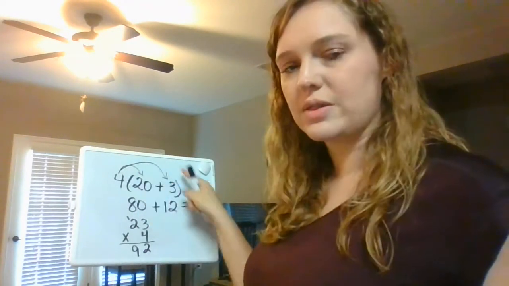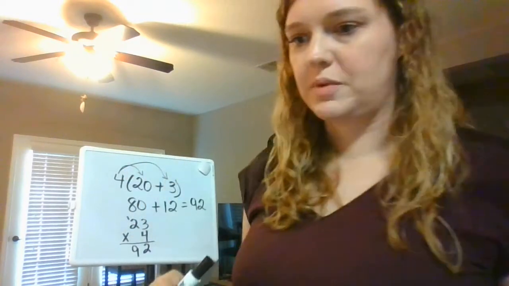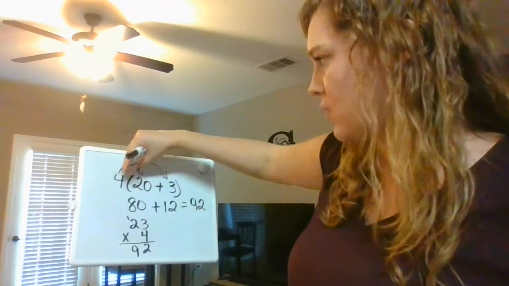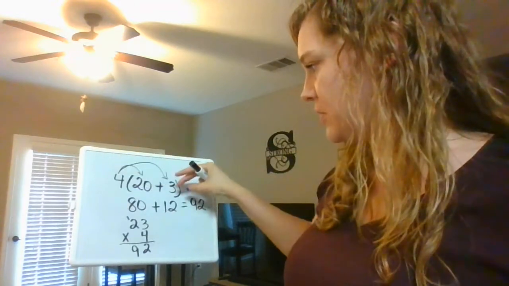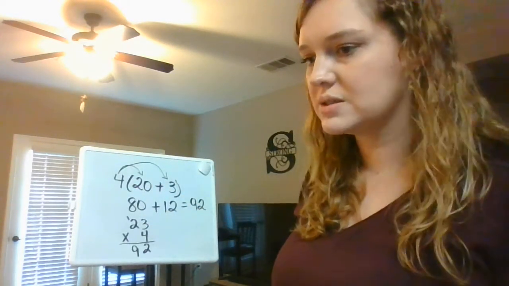It is helpful to draw those arrows so you remember what you're multiplying. But that's called the distributive property. We're distributing this 4 and multiplying it by 20 and multiplying it by 3, and then we're doing the addition. So that's how that works.